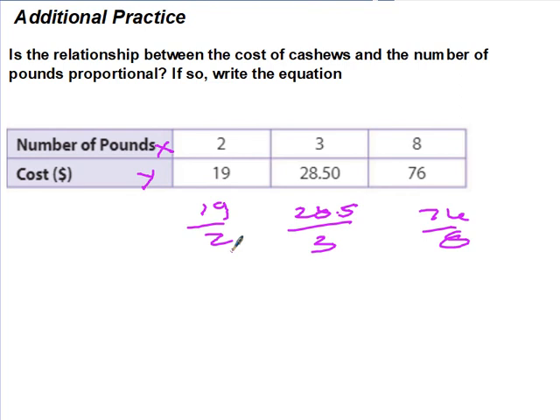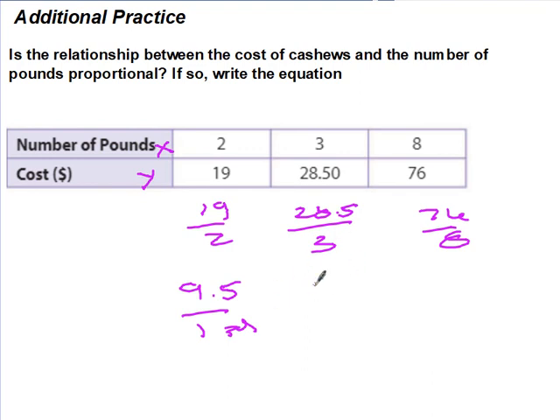Okay, so you do actually have to do some division. Now to save us some time, I'm not going to work out each division problem, but if I do 19 divided by 2, I do get 9.5. So the cost was $9.50 per 1 pound. Perfect. So that's the cost of cashews for 2 pounds. Let's see if it stays the same for all of these other ones. And if it stays the same, that means the cost stayed the same.